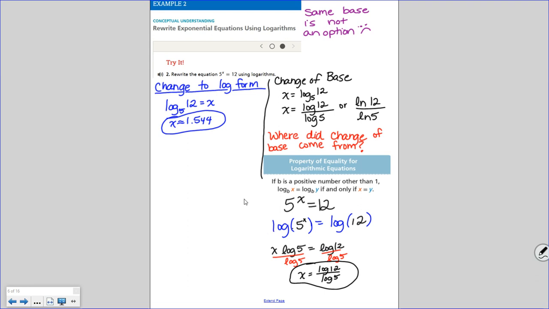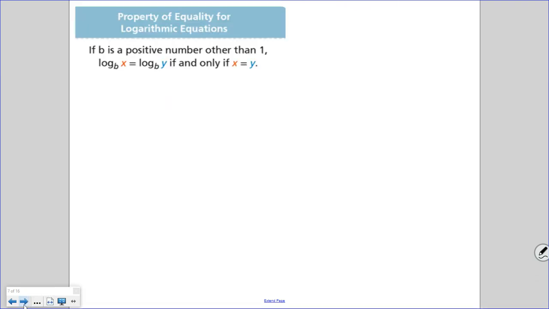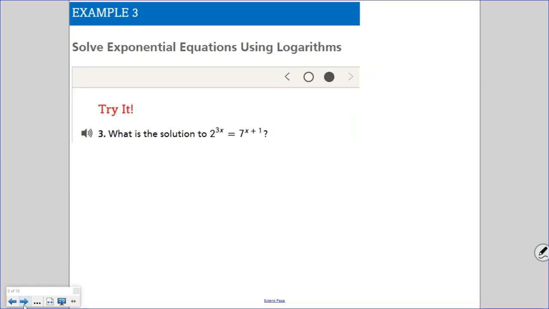So we could have something like this, example 3. I have another exponential equation. I cannot get the bases to be the same. So instead, I'm going to take the log of both sides. I'm going to apply that property. So I'm going to say that I have the log of 2 to the 3x is equal to the log of 7 to the x plus 1.